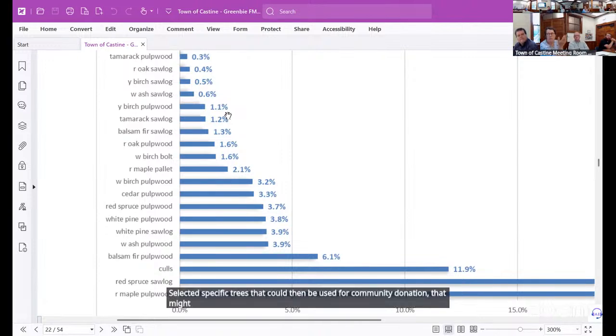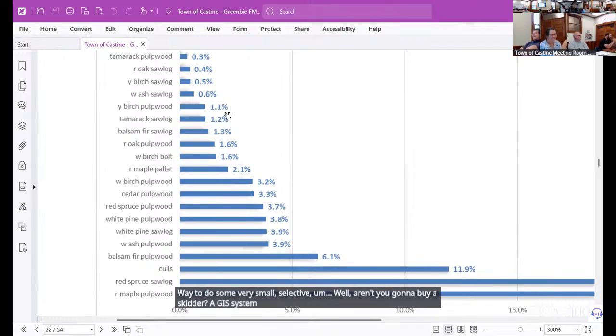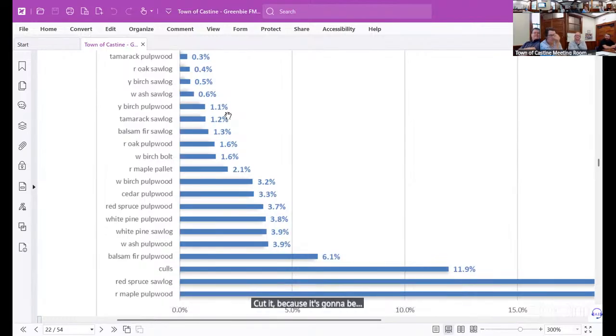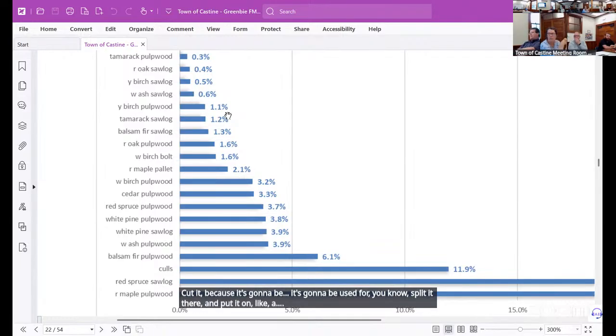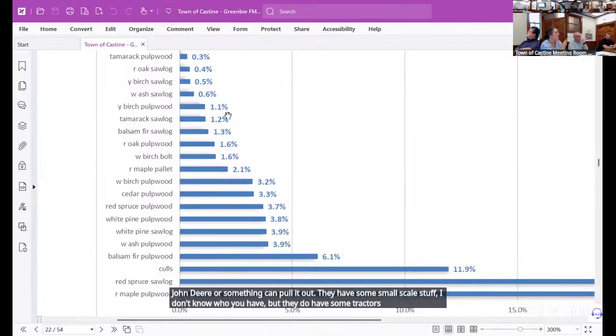That might be a nice way to do some very small selective cutting. Well, aren't you going to buy a skidder? Buy a GIS system. Yeah, I'm going to drive to work every day. Track skidder. Well, maybe they cut it and split it there, with a John Deere or something to pull it out. They have some small scale stuff. I don't know who you have, but they do have some tractors and some ways of getting it out.